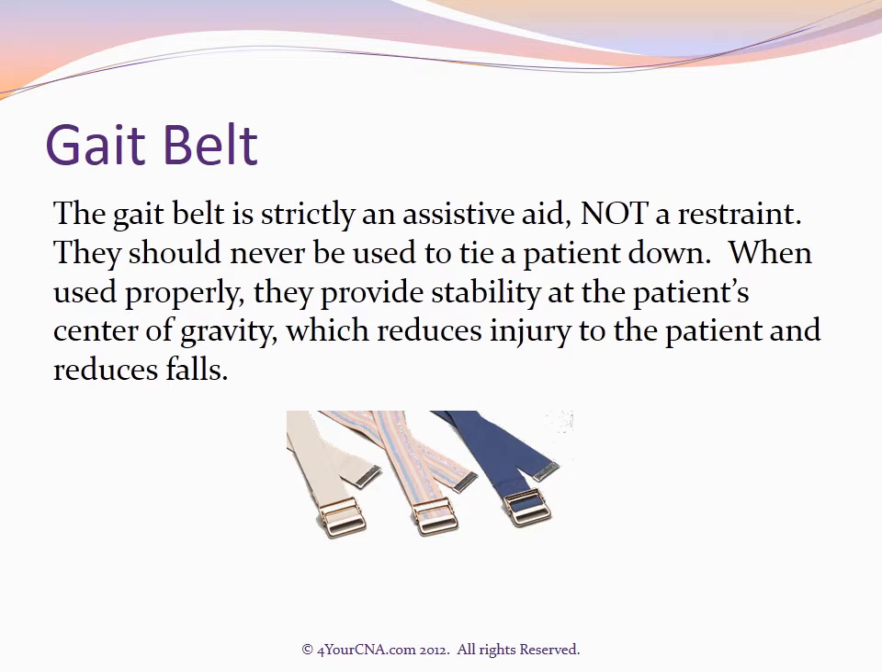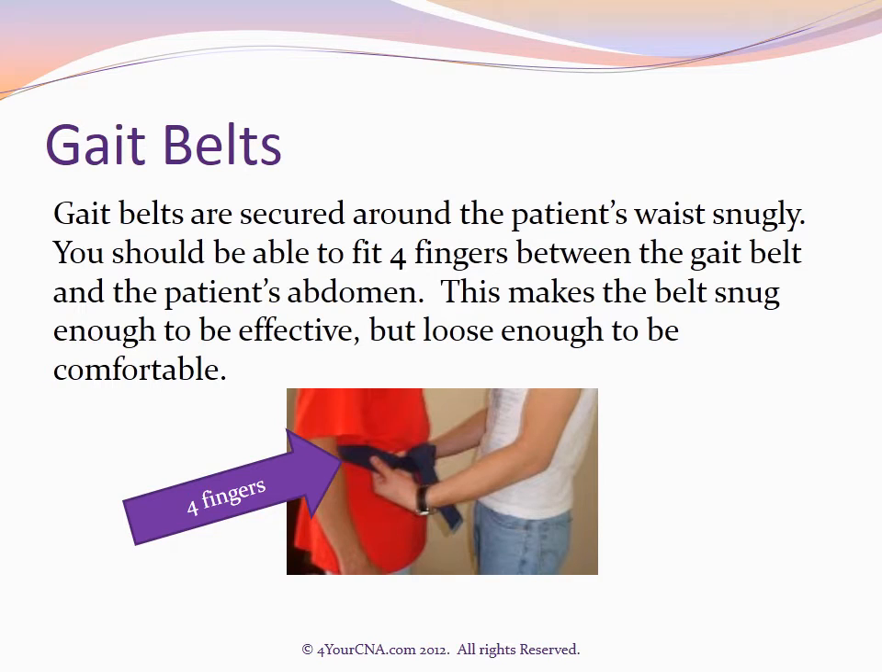The gait belt is strictly an assistive aid, not a restraint. They should never be used to tie a patient down. When used properly, they provide stability at the patient's center of gravity, which reduces injury to the patient and reduces falls. Gait belts are secured around the patient's waist snugly. You should be able to fit 4 fingers between the gait belt and the patient's abdomen. This makes the belt snug enough to be effective, but loose enough to be comfortable.